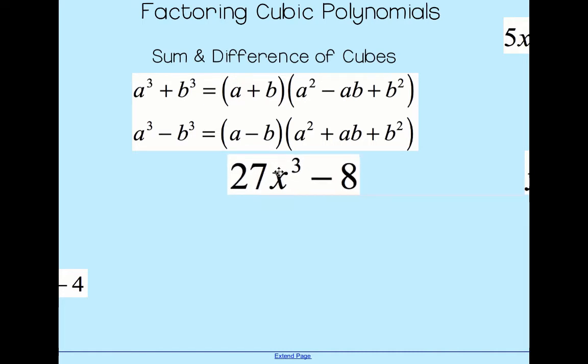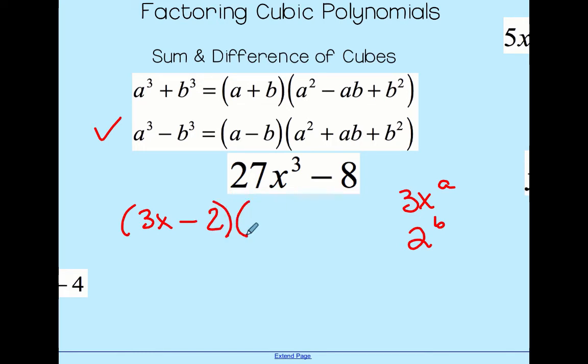So let's try that with this one. I know that 27 is 3 cubed. X cubed is obviously x cubed. And 8 is 2 cubed. So that means my first term, the cube root is 3 times x, so that's my A. My second term is 2 cubed, so 2 is my B. And since it's subtraction, it fits this one. So I would do first term minus second term's cube root.